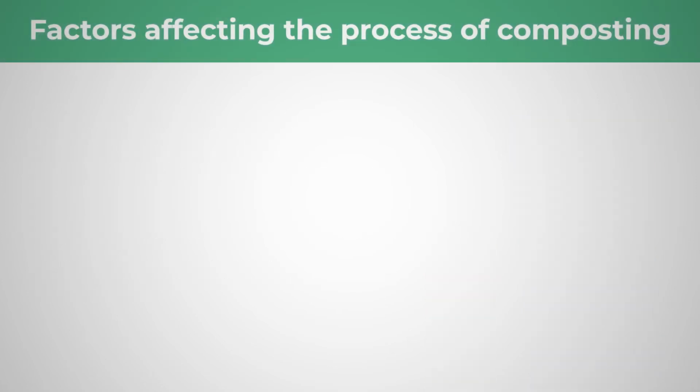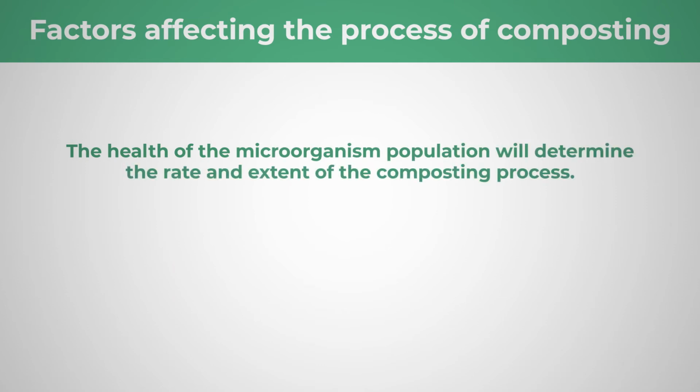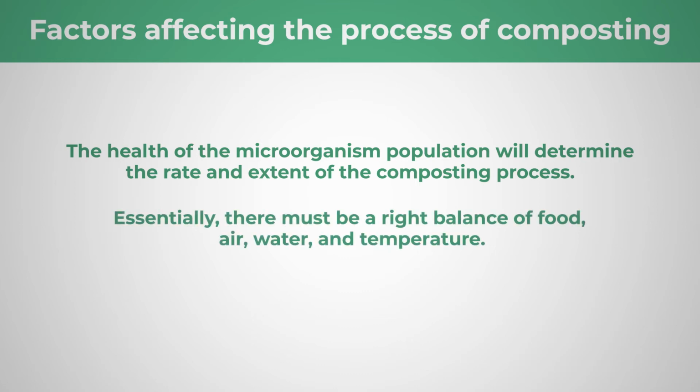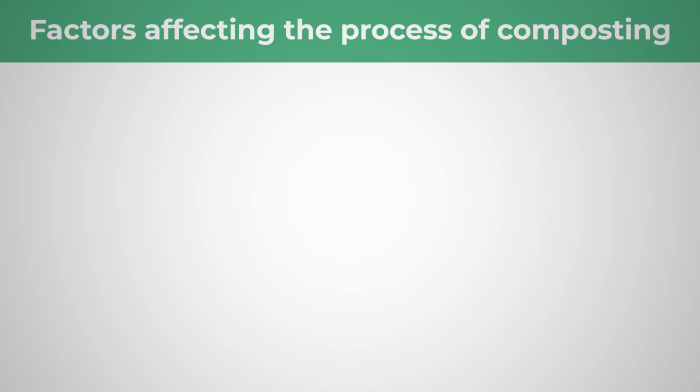There are several factors that must be considered to maintain a healthy and active microorganism population during the process of composting. The health of the microorganism population will determine the rate and extent of the composting process. Essentially, there must be a right balance of food, air, water, and temperature. Some of the factors include moisture content.